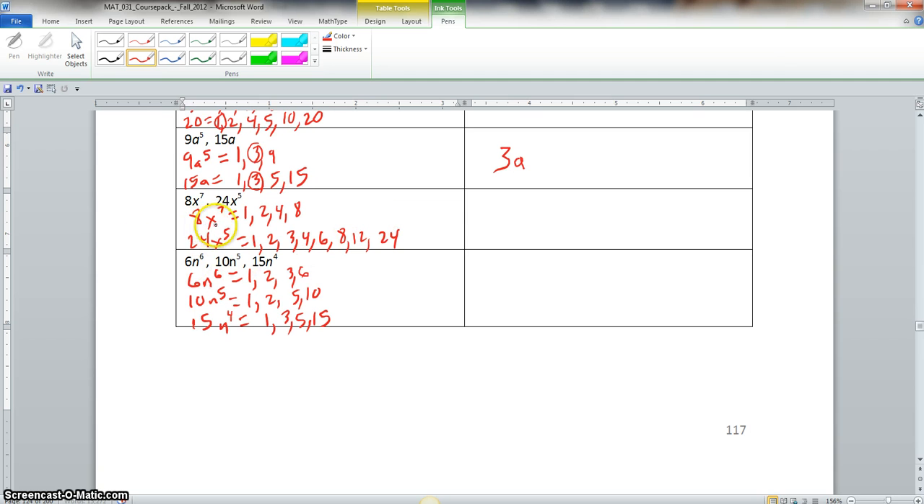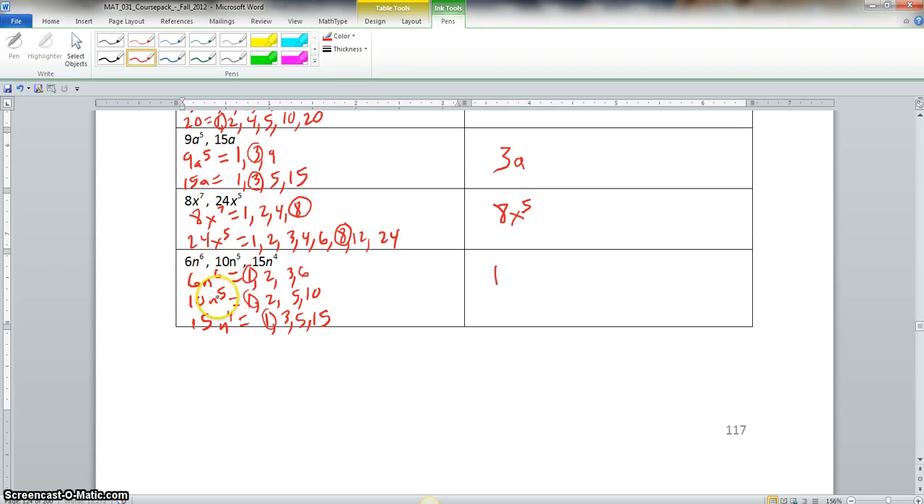Now we come down here. The greatest common factor of 8 and 24, we notice their greatest common factor is 8. Now the variable x to the 7th and x to the 5th, we take the variable with the lowest exponent. So your answer is 8x to the 5th power. Now we have these three digits here. The greatest common factor of these three numbers here is 1. That's the only thing they have in common, is 1.